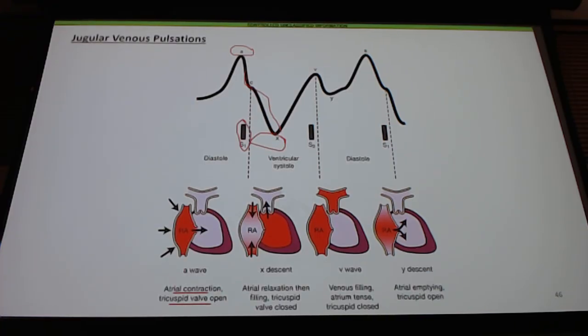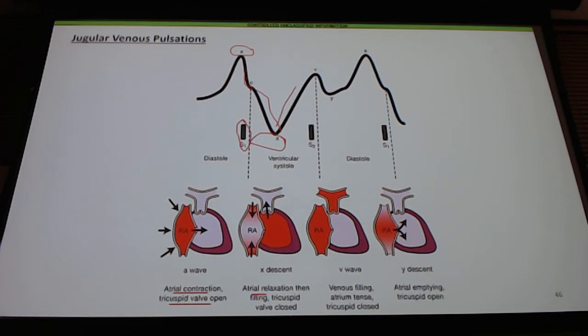The X descent is a period of time where the atria is relaxing and starts to fill, but the tricuspid valve is closed because we're in systole, right? We're between S1 and S2, so we're in systole. This is when you're just starting to have that passive filling of the atria with that venous return coming back. Then as we fill the atria more and more, with the tricuspid valve closed, that pressure starts to increase up into the V wave.